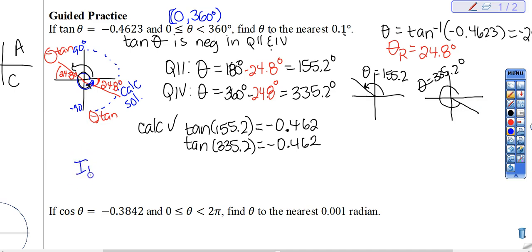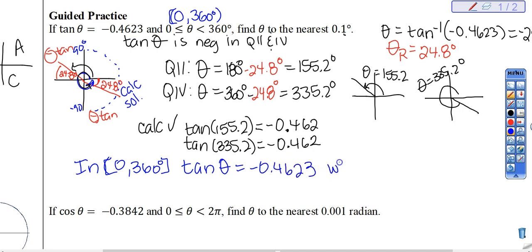So now let's write our final answer. So in the interval 0 to 360 degrees, tangent of theta was equal to negative 0.4623 when theta equals 155.2 degrees and 335.2 degrees. And we verified it with our calculator. Okay. So let's just go over that again.